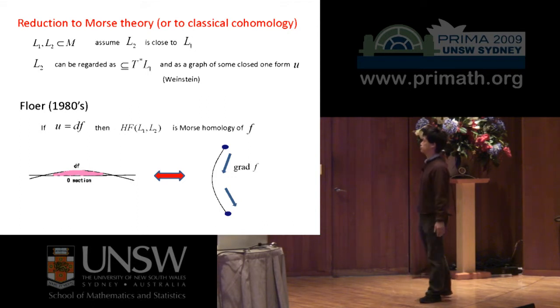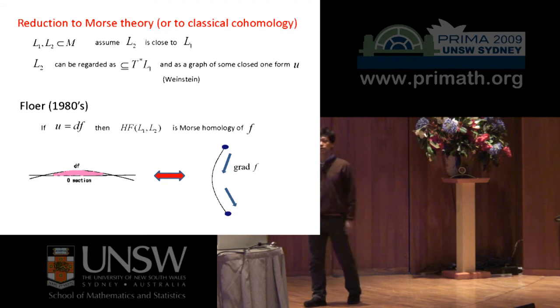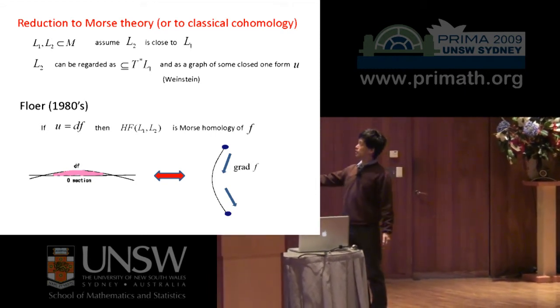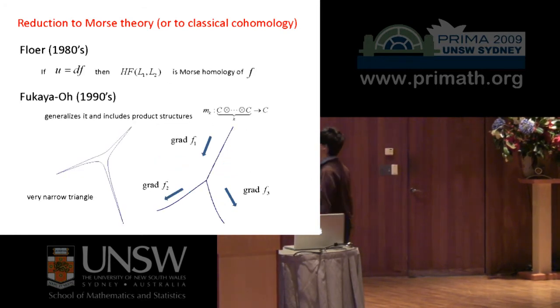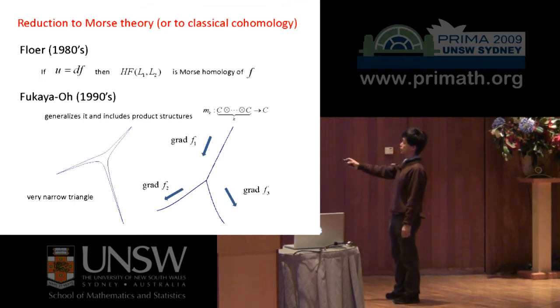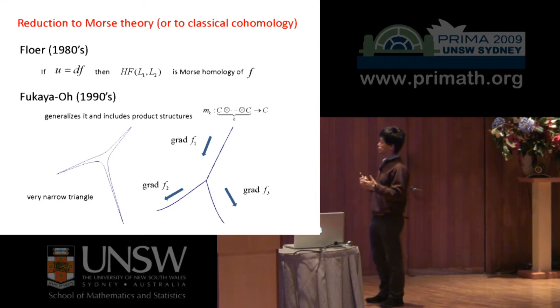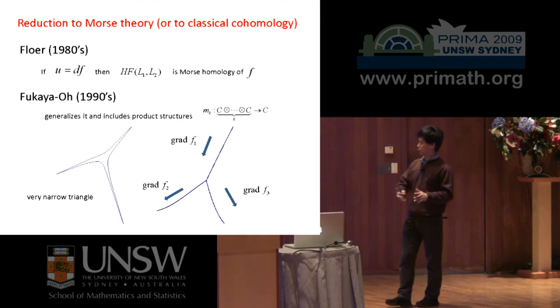That's what Floer proved in the 1980s. And this is the way Floer calculates some Floer homologies. This works in some favorable cases, where L2 is very close to L1. And then later on, with Y.G. Oh, we generalized this Floer story quite a bit, including the higher products. So let me remind you, m1 is just a boundary operator, and in the case of m1, Floer relates Morse theory and Floer homology.